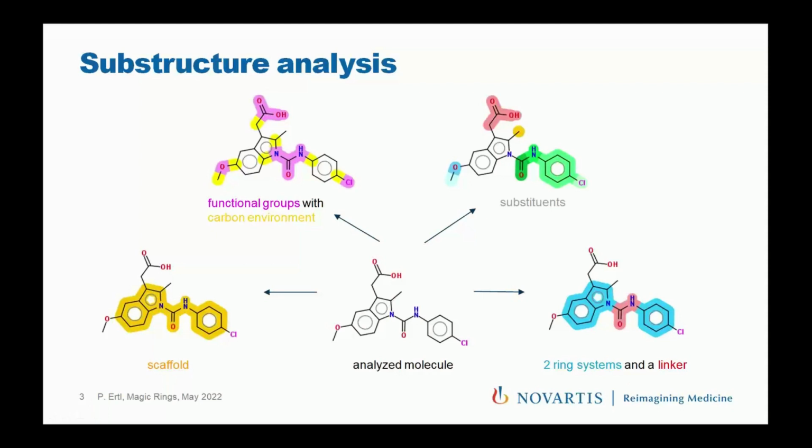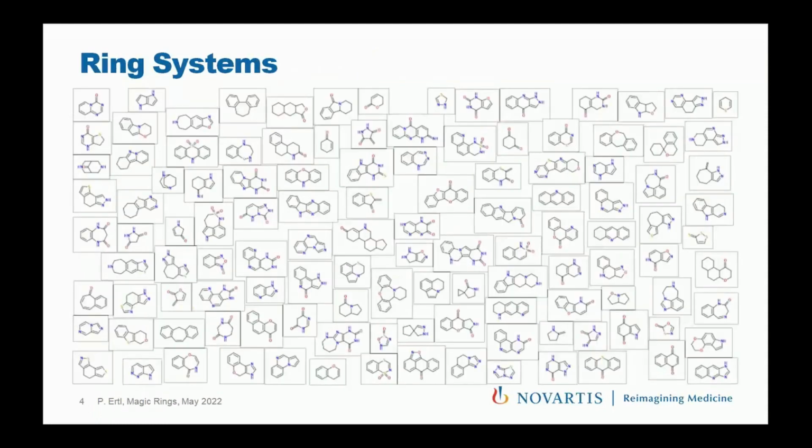And of course, we can use other types of fragments in substructure analysis. You can see this at the top: functional groups or substituents, and even fingerprints. There are many possible types of such substructures. But as I said, in this presentation, I will speak about ring systems. Here we can see some examples of the ring systems I deal with.